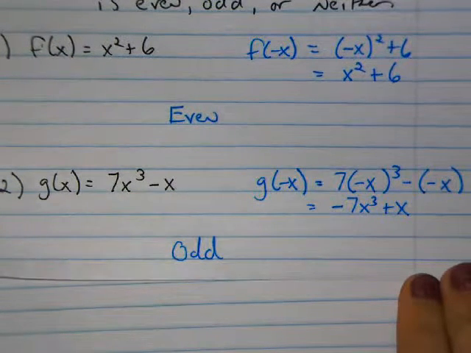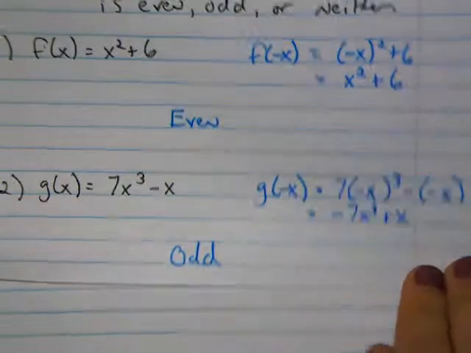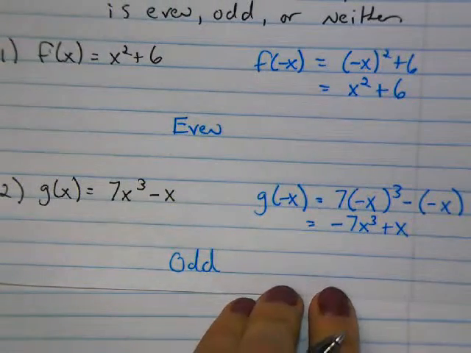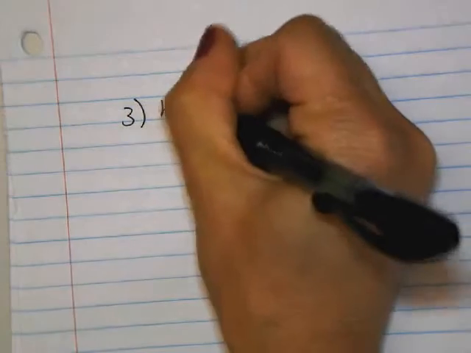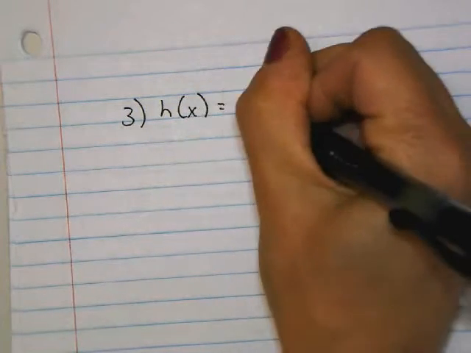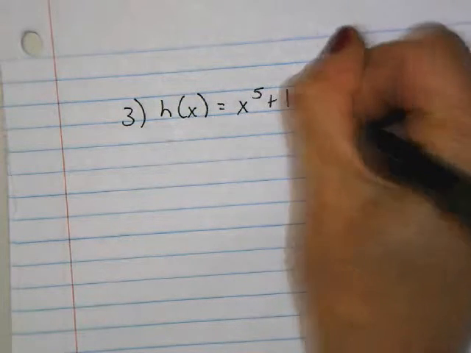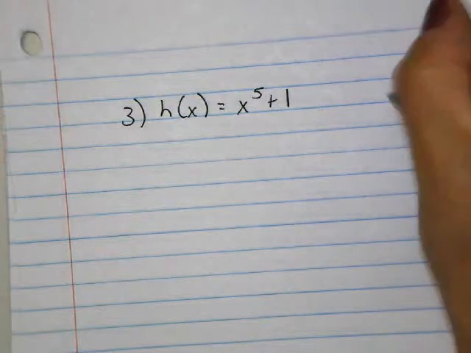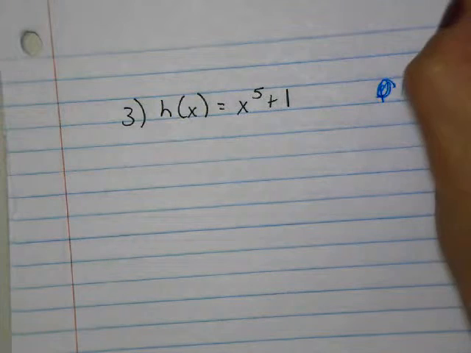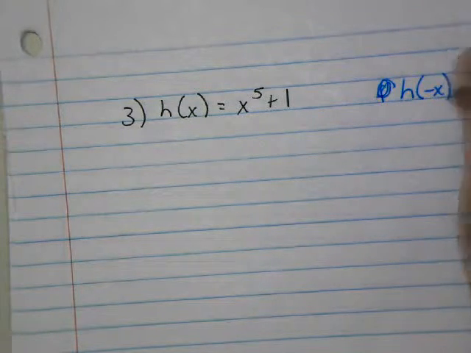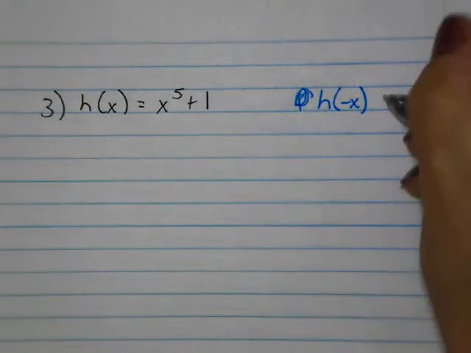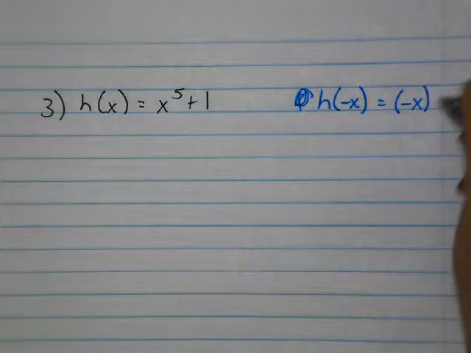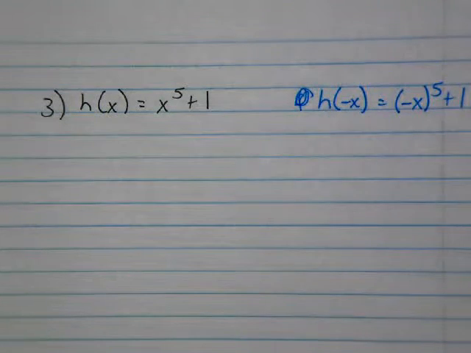Alright, I'm going to give you one more and let you practice it on your own, and then we can compare answers and see how you did. So last, let's look at h of x is defined as x to the 5th plus 1. And I want you to find h of negative x. So go ahead and simplify that, and then determine if it's even, odd, or neither.